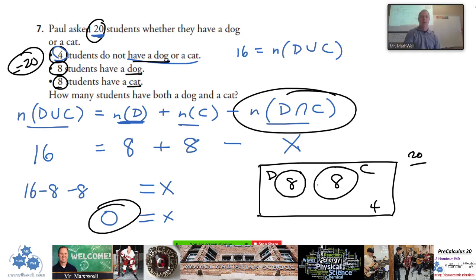Okay? So that is number 7 from your mid-chapter review. That's page 178 in your textbook. Any questions?